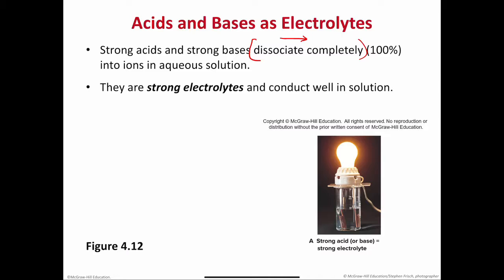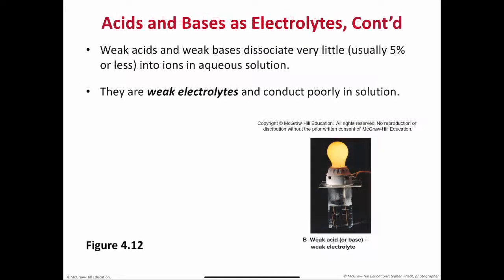You can see here we have some kind of light bulb put in some kind of solution, and there must be either a strong acid or a strong base in there. The ions enable the current to pass from one electrode to the other, and then it lights up the light bulb like that.